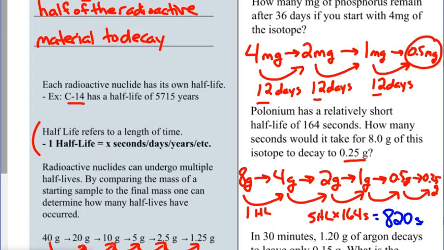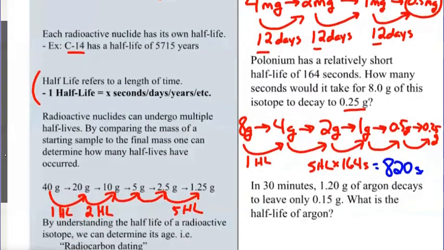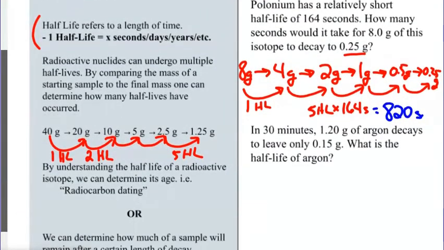Again, this indicates a substance that has a really quick, really short half-life, so that material doesn't last very long. Right? Last example problem I want to leave you with is to determine how long the half-life would actually be. It says in 30 minutes, you've got 1.2 grams of argon decaying, and at the end of that 30 minutes, you have 0.15 grams remaining. What's the half-life? What's the duration of each halving for this sample of radioactive argon?